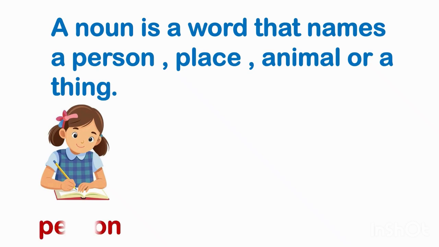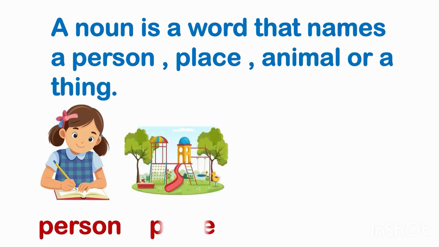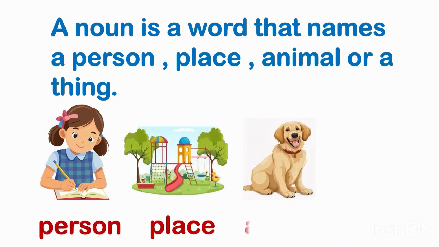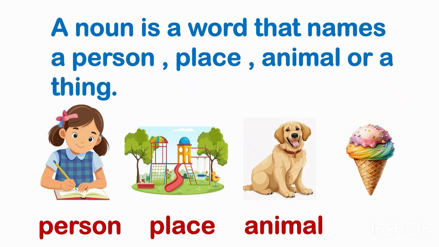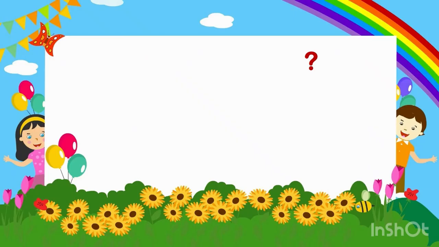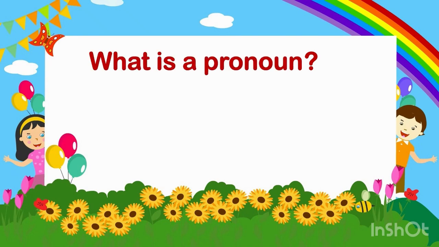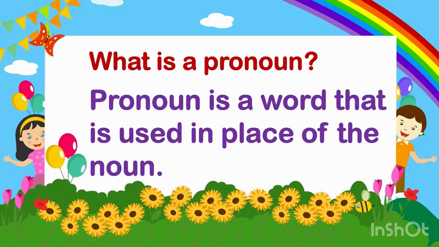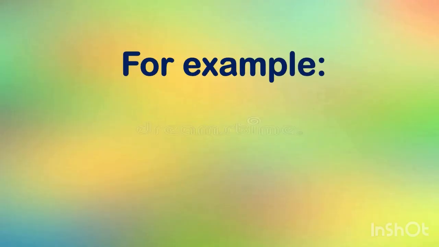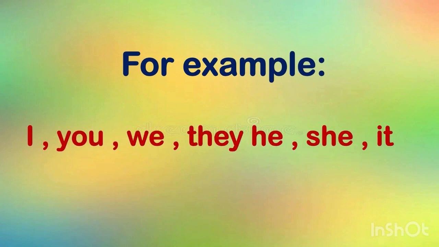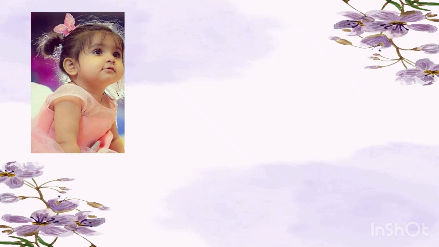Children, we know a noun is a word that names a person, place, animal, or a thing. Do you know what is a pronoun? A pronoun is a word that is used in place of the noun. For example, I, you, we, they, he, she, it are pronouns. Let us see how pronouns are used.